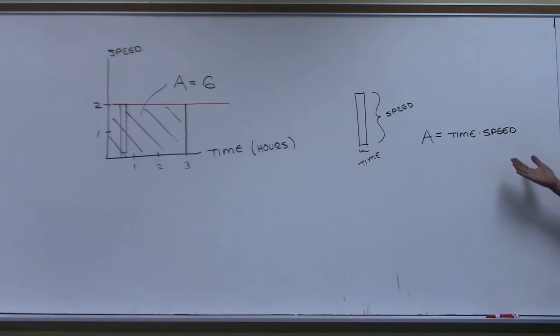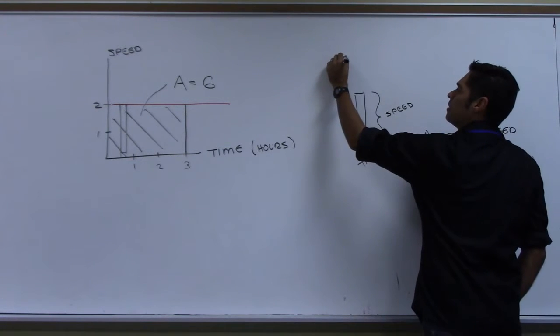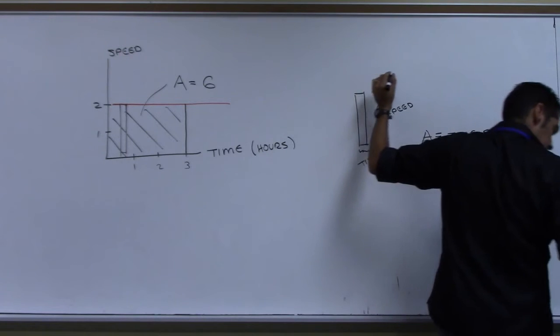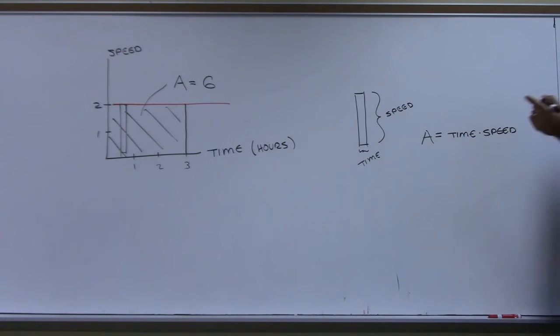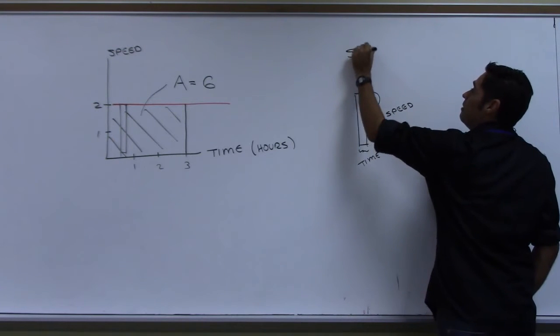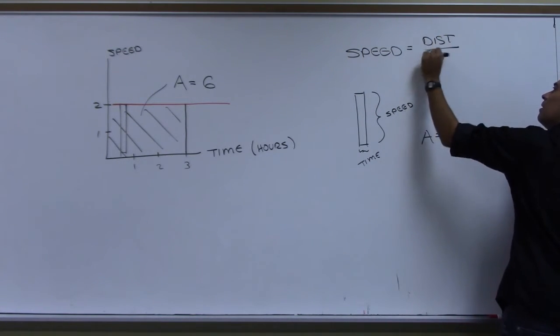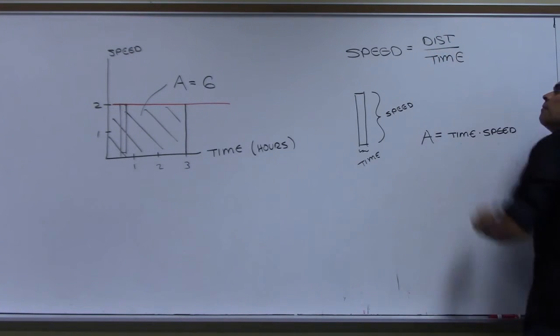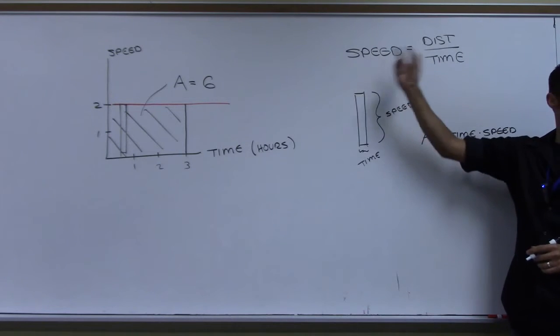And we have the classic formula from physics that relates time, speed, and... Well, there's a couple of them. What is the definition of speed? Speed is distance over time, right? So if I multiply both sides by time, distance is time times speed.